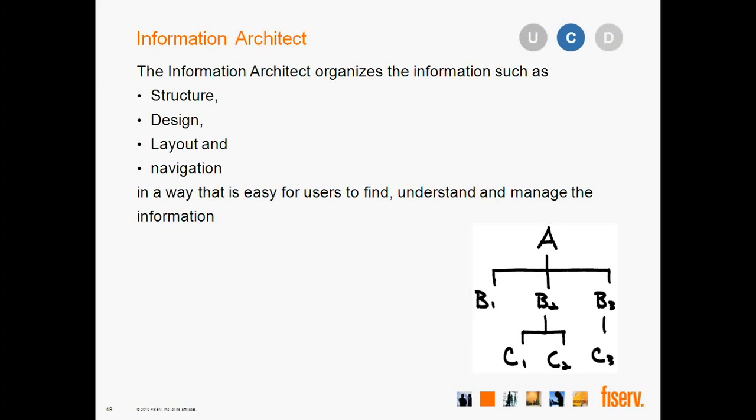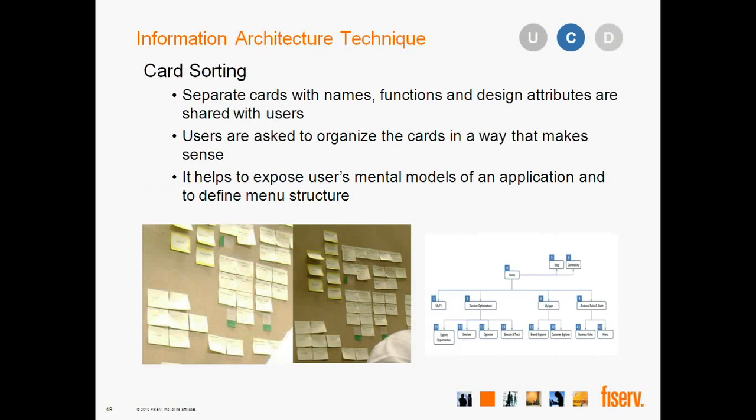In the context of IA, we involve users, and these cards are provided with names, functions, and design attributes. We ask users to categorize and organize the cards, and it helps us understand the mental models of the users, whether the menu structure reflects what the user thinks, and so on. So card sorting and chunking are appropriate techniques that information architects use.